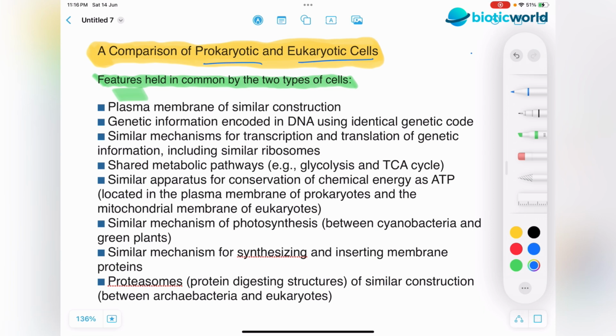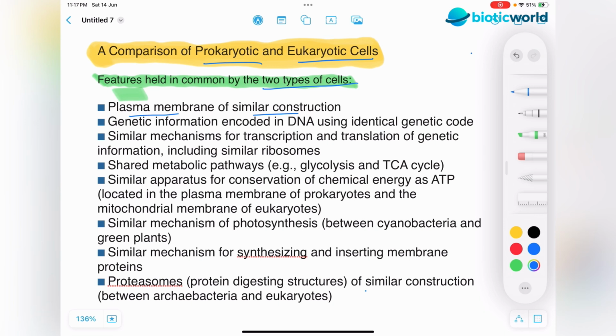So today, let us compare prokaryotic cells and eukaryotic cells. There are some common features of both types of cells. So the first feature is about the plasma membrane. The plasma membrane is of similar construction in both cells and the functions are also similar.